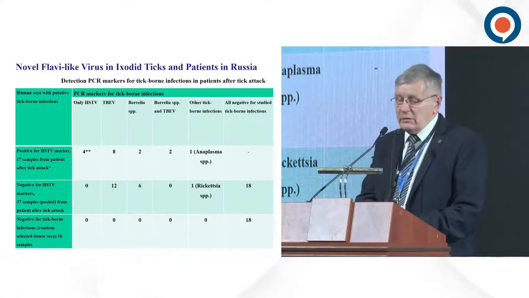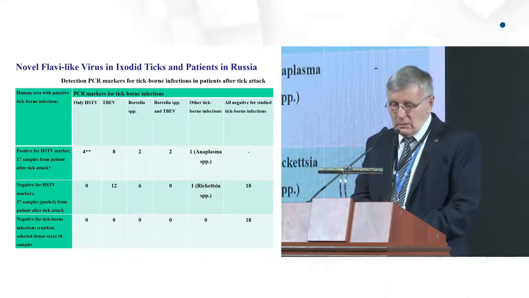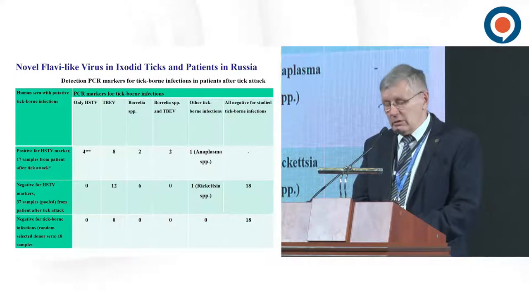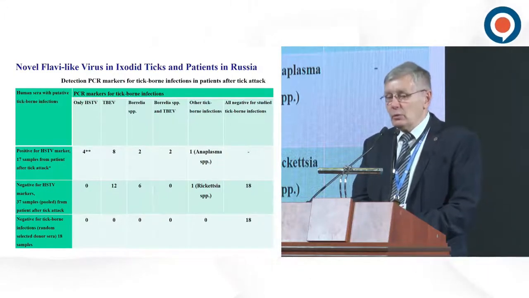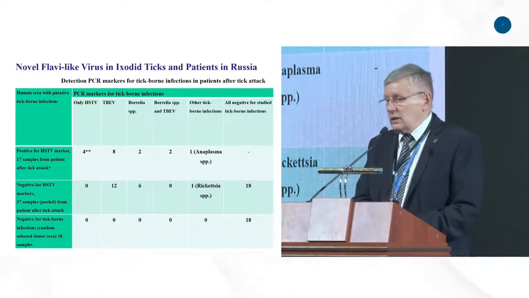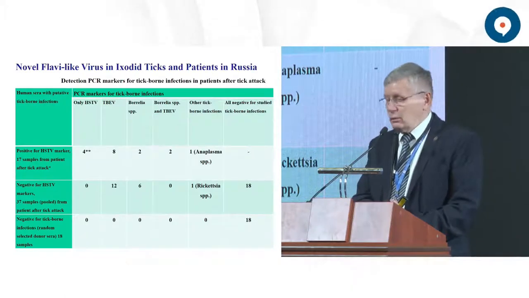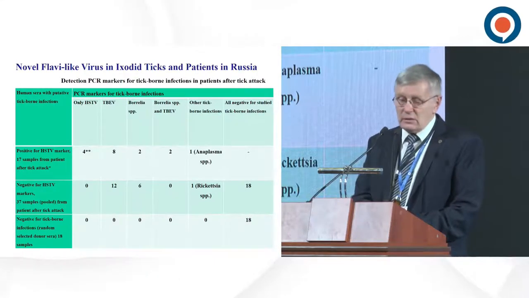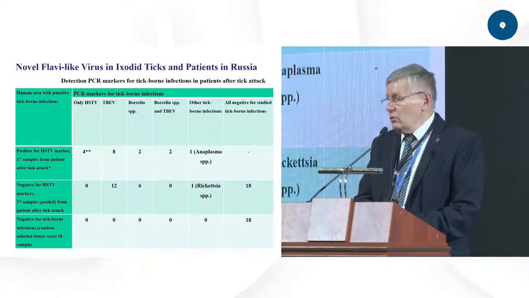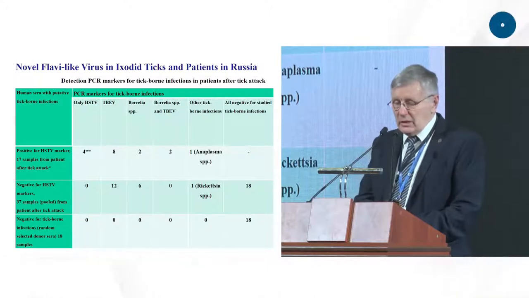Also I'd like to mention a bit about the consequences. Currently we are getting prepared for the publication of the novel Flavi-like virus in exotic ticks and patients in Russia. So we collected samples from 150 patients in Vladivostok that were placed in a hospital with some infection after a tick bite. Well, this is quite a common situation. Everybody is talking about tick encephalitis, but here we see that we've also identified a new virus in the blood of those patients tested.